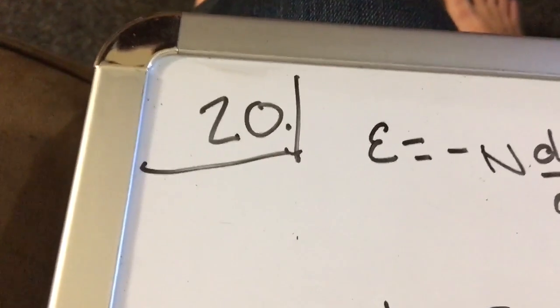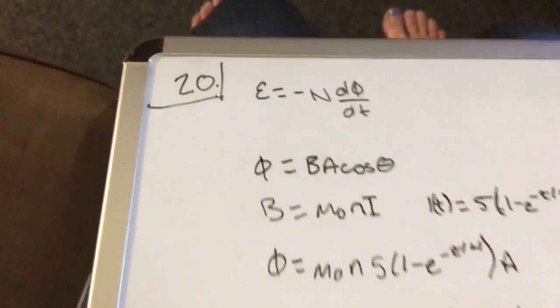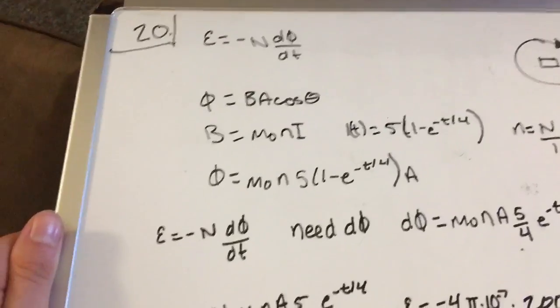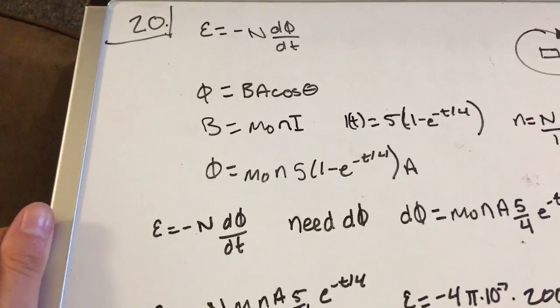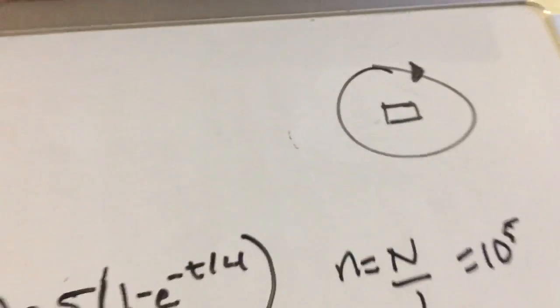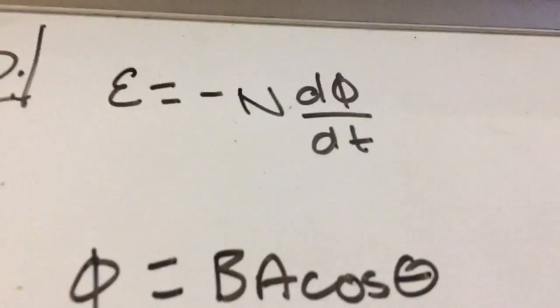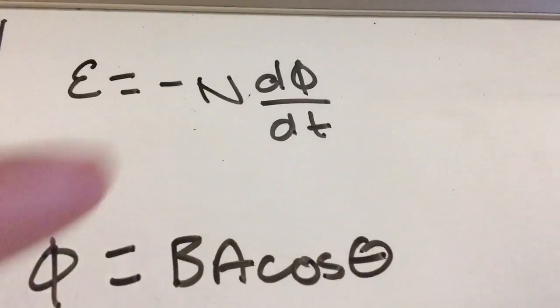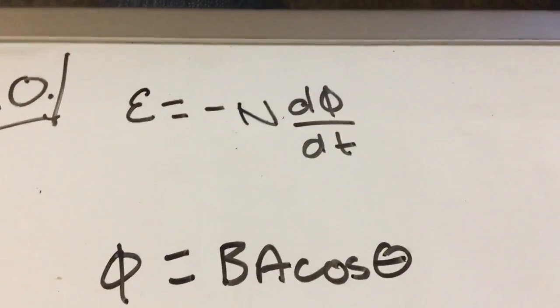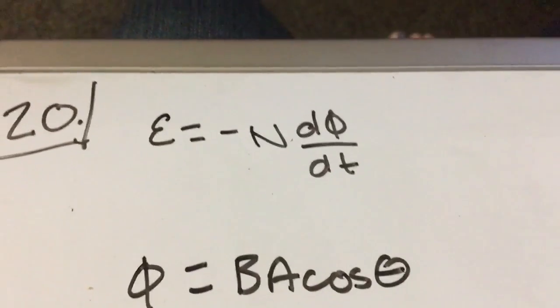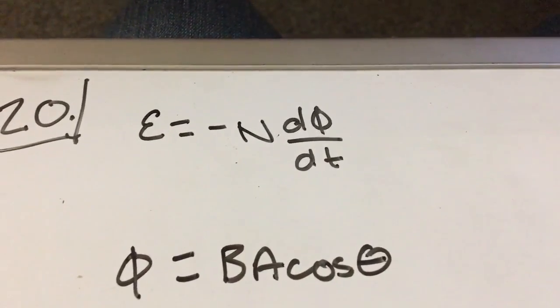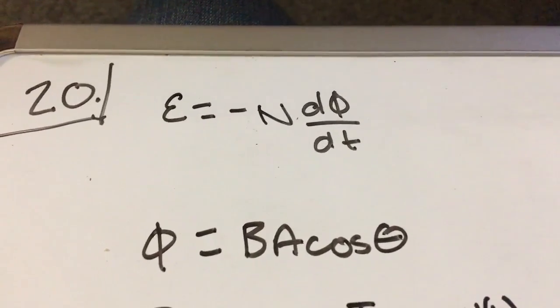Today I will be going over problem 20 of the video set, which is: at time 0, what is the magnitude of the voltage induced on this figure right here? To find that out, we'll be using Faraday's law, which states that the induced voltage is equal to negative N times the change in flux over time.